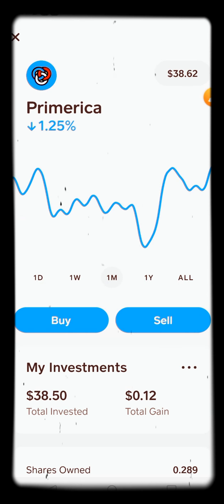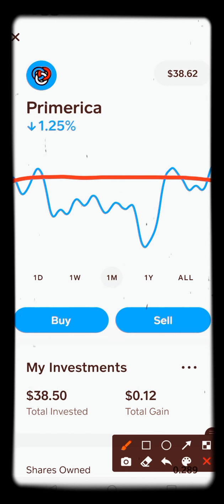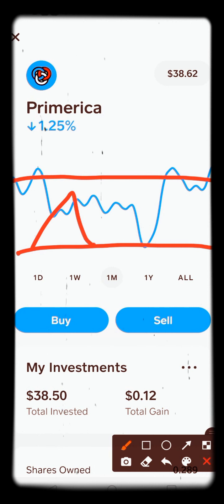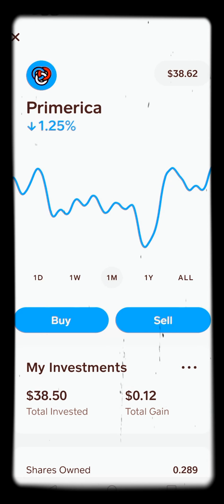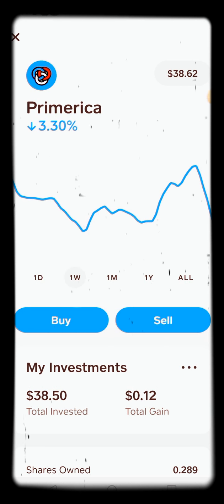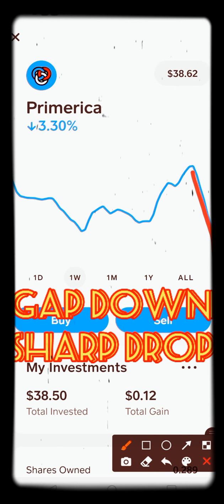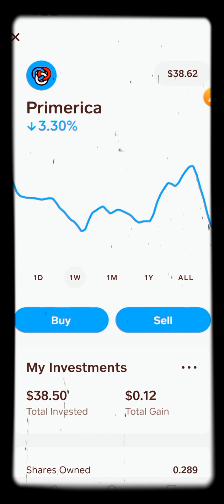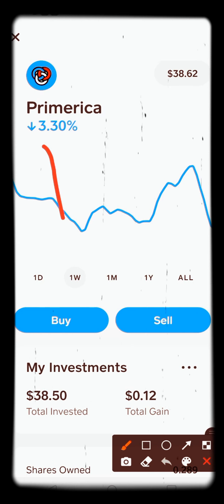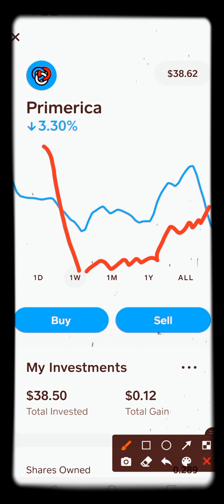With consolidation, you still can make moves with consolidation plays, but as you can see, your wiggle room is very small. When you see consolidation followed by something like this, a gap down, a sharp drop, two things happen after that. You're gonna get some consolidation, or you're gonna get an uptrend that follows, on a good company.